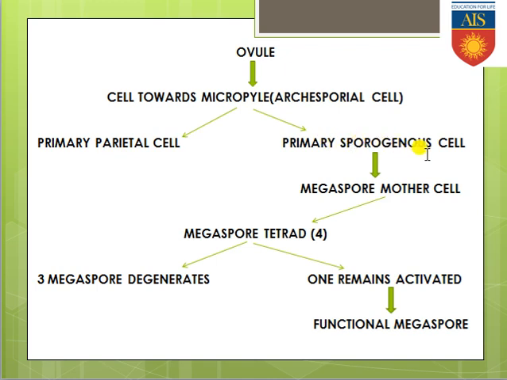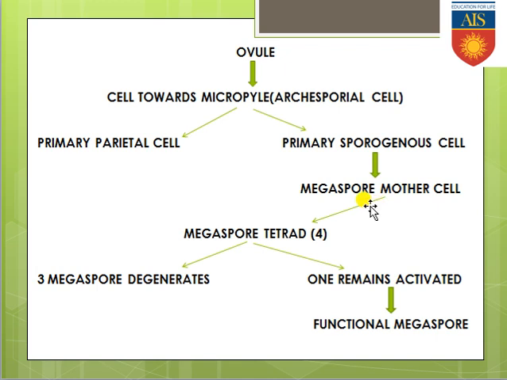Now this primary sporogenous cell, as you can understand from the name, generates some specific structure, that's why sporogenous. So what is actually generated by it? It generates the megaspore mother cell. When we discussed pollen grain formation, we studied the microspore mother cell, because the microspore mother cell forms the microspore or pollen grain. Here the megaspore mother cell is the mother cell exclusively responsible for producing the megaspore or embryo sac. Now, this megaspore mother cell forms the megaspore tetrad.